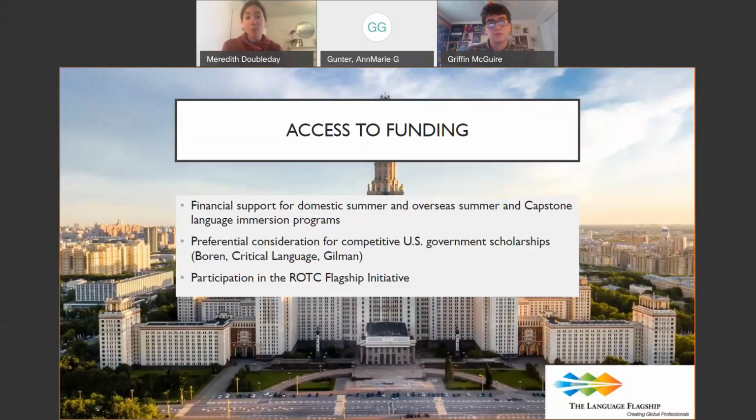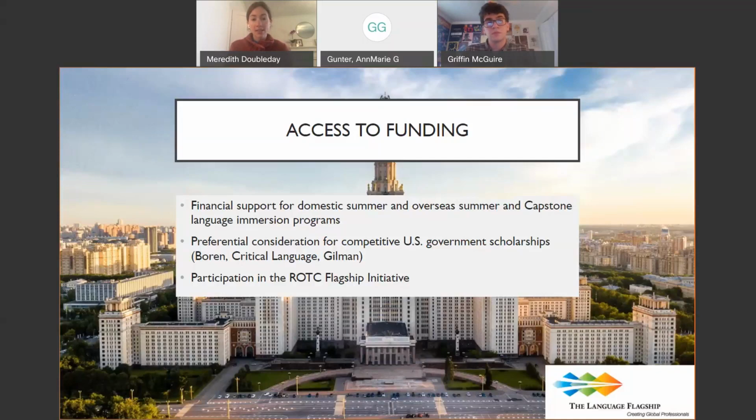There's a specific Boren scholarship application just for flagship, Critical Language Scholarship, Gilman. These are scholarships that students who are interested in having a global experience will be applying to anyways, and they'll have a leg up on their peers in the competition just by being a flagship undergraduate, which is really exciting.